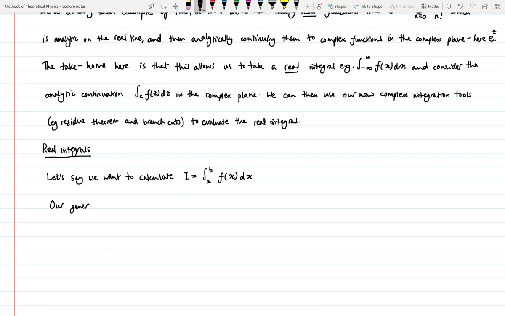Now our general approach for applying methods from complex analysis to real integrals will be, and I'm now going to list some very general steps that we're going to encounter in different guises in the rest of this video. So our general approach is going to be a kind of recipe of steps to follow.